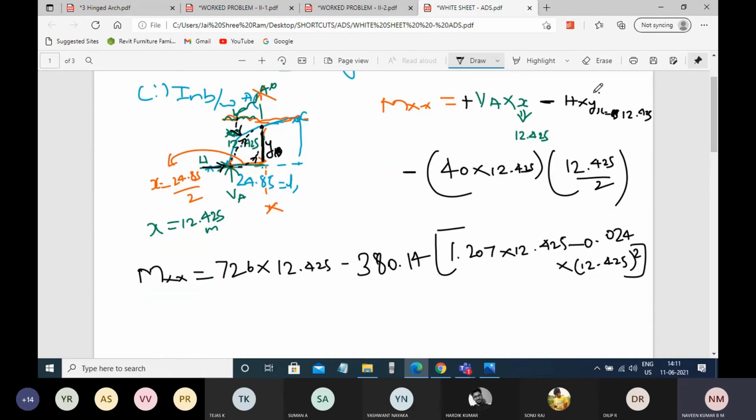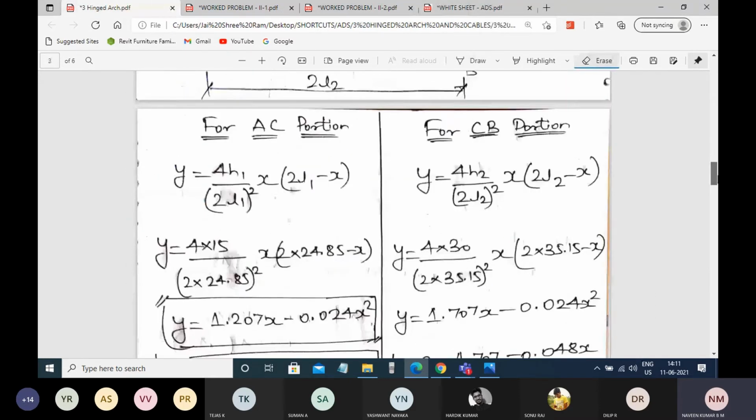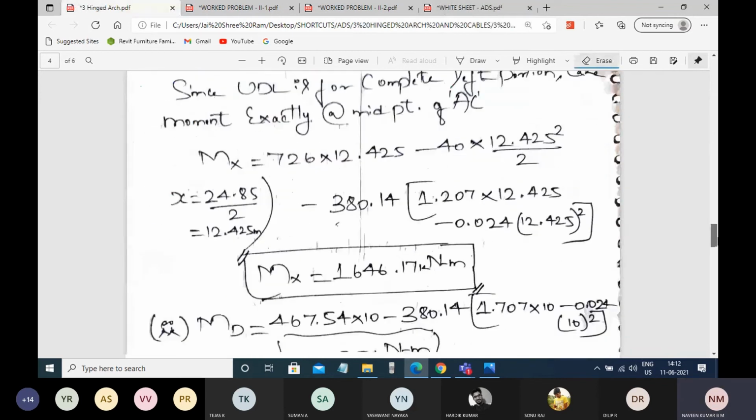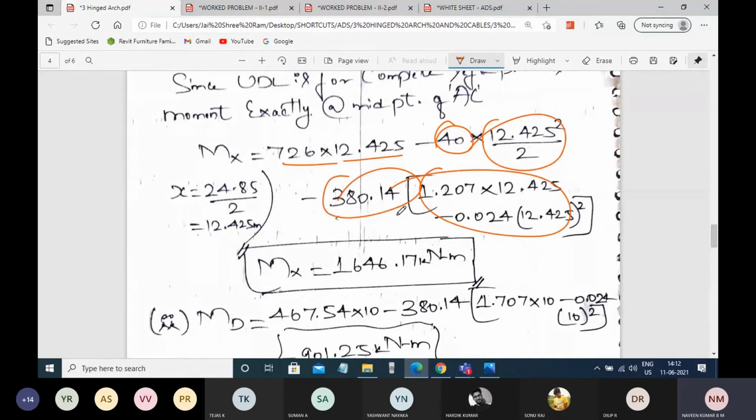Understood? So this is the value of y at x equals 12.425. Minus this value. I'm not going to calculate it, I hope you are able to calculate, so for that reason I am skipping. You can just check it over here. This is VA times the x value, this is the UDL, and this is H with the rise equation.